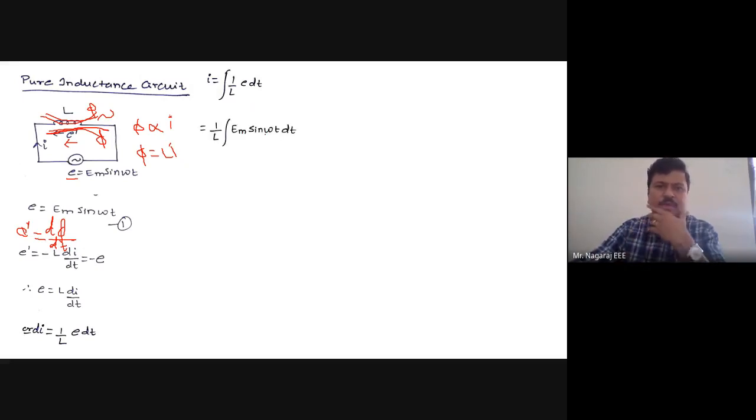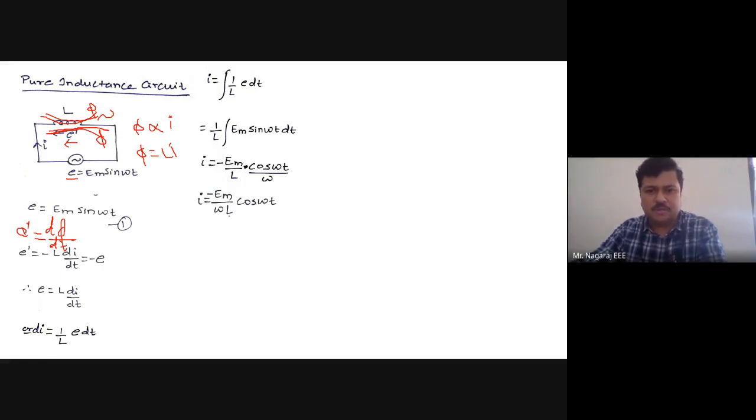So E is equal to Em sin omega t. Integrating with respect to t, what I get is 1 over L, and Em is also constant, it will come out: minus Em upon L cos omega t by omega. The integration of sin theta is minus cos theta, and since I am integrating sin omega t with respect to dt, it will be minus cos omega t by omega. So I will rewrite the equation as I equals minus Em by omega L cos omega t. Now I have this minus cos omega t.